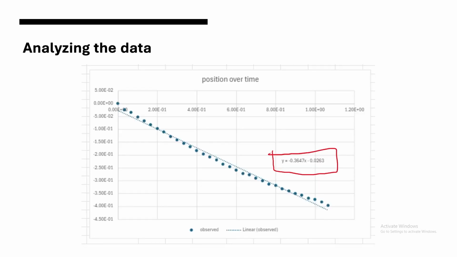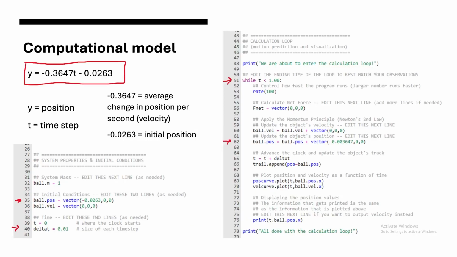Using the data points we got from Tracker, we're now able to plot these data points and figure out what the line of best fit is. With this equation right here, we can plug it into GlowScript and get a second set of data points that will tell us the expected or predicted position over time. So we have an equation, but what does it mean? The first number there is our average change in position per second, or average velocity, and the second number is our initial starting position.